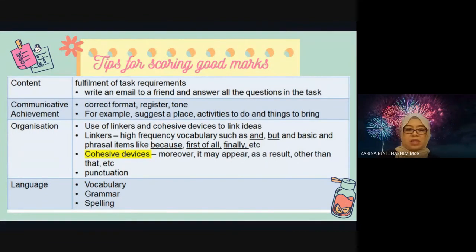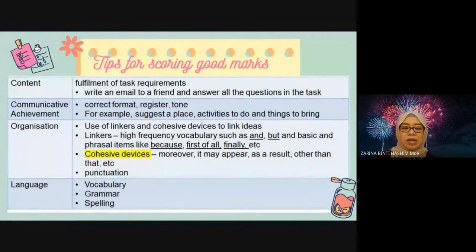So communicative achievement. Again, you must make sure you use the correct format if you are writing an email. So make sure you use the format of an email. And then you must also use the correct register. Register means when you want to start your paragraph, you have to have words or phrases to start your paragraph. You cannot just write. Later I will show you the example of the register. And also the tone must be a friendly tone because you are writing to your friend.